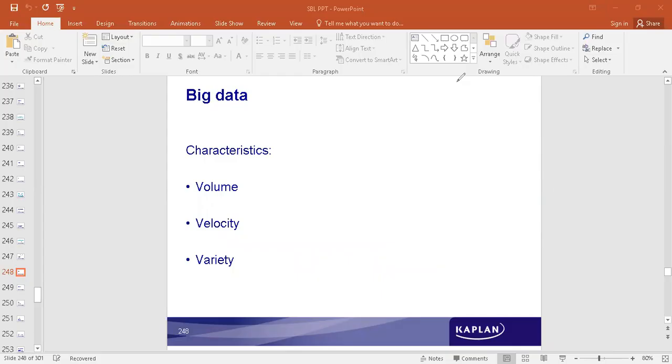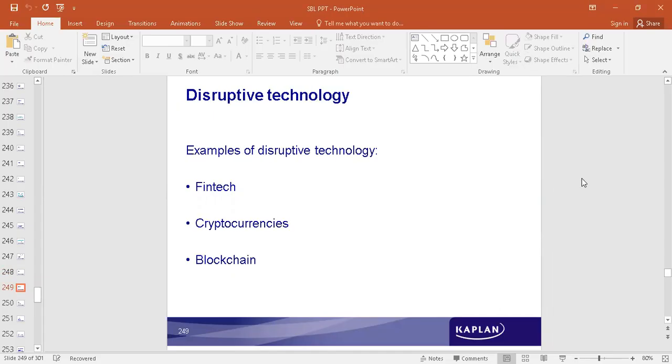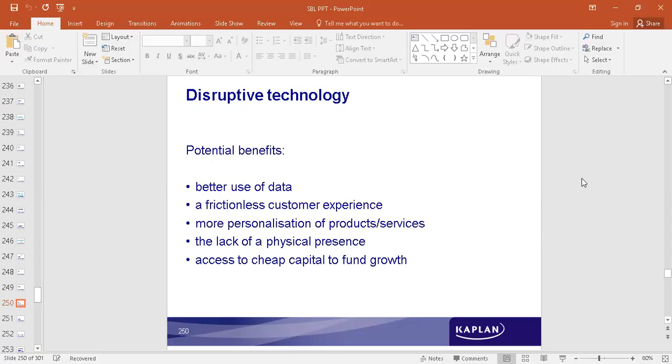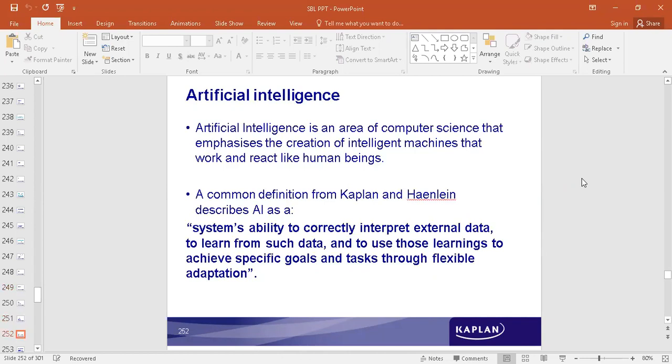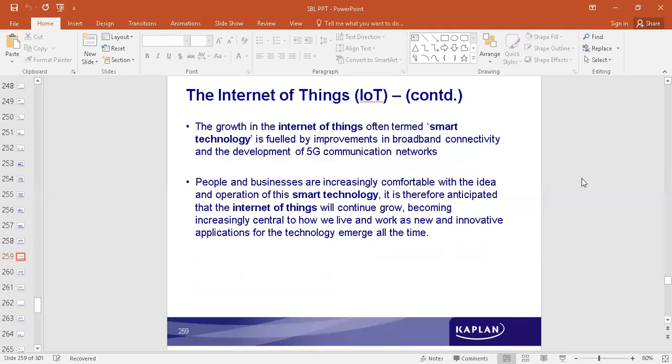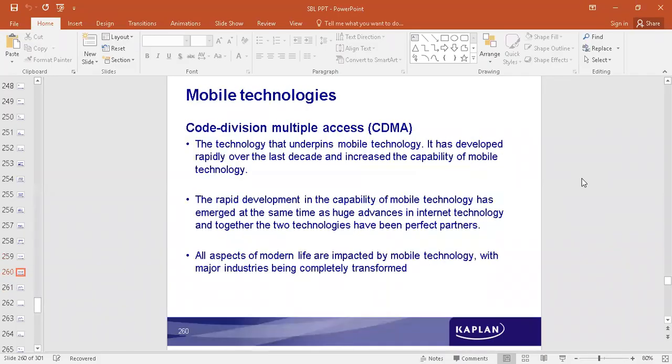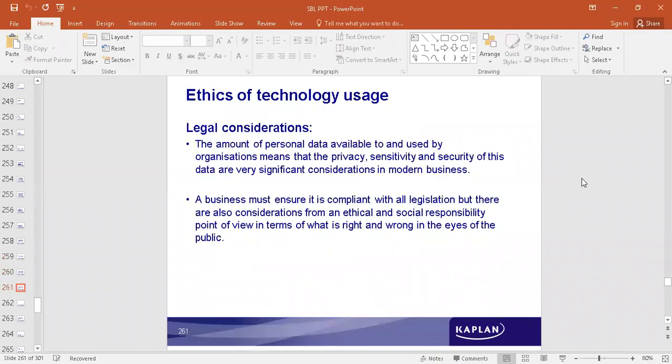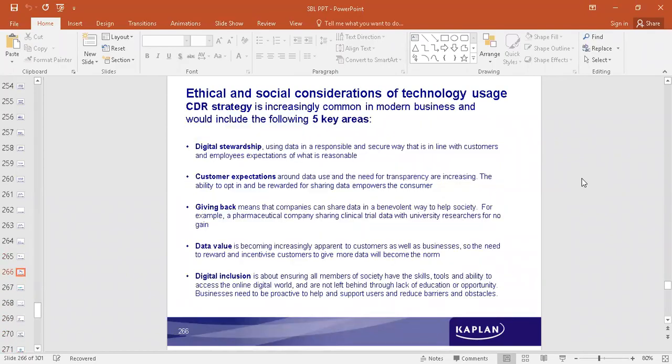Now we'll start with the concepts of technology. We would first be learning about what is big data and the other disruptive technologies: cloud technology, AI (artificial intelligence), the IoT (Internet of Things), mobile technologies, then the ethics of technology usage. Please follow them carefully, and then we will look into these things.